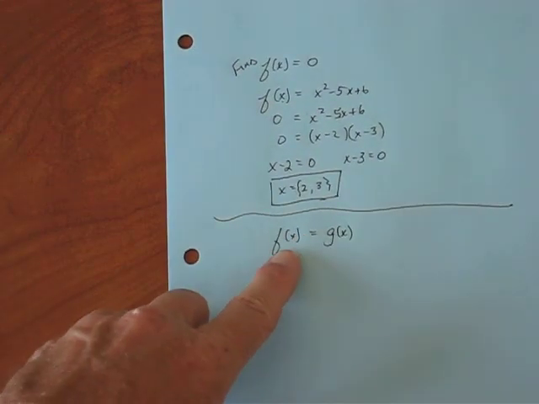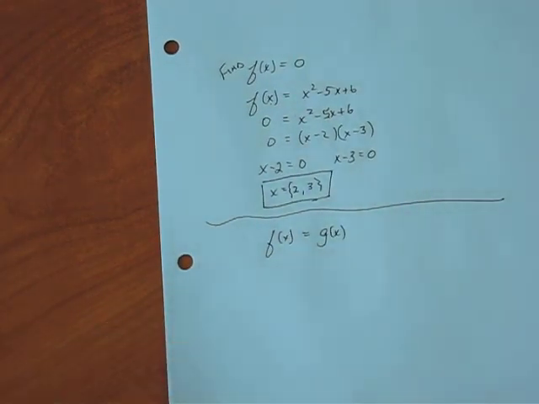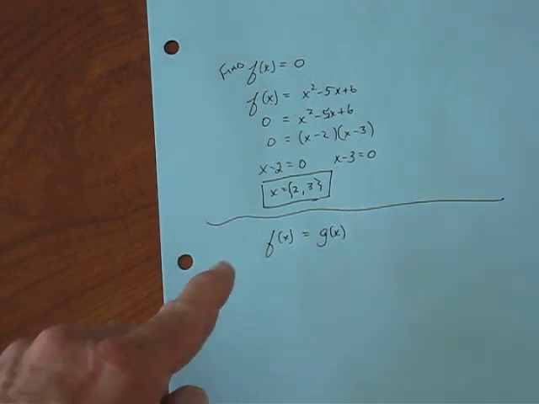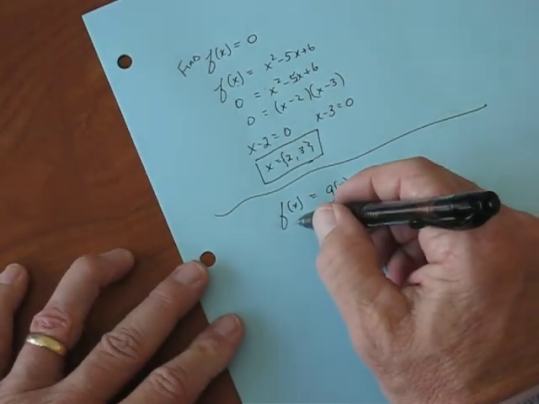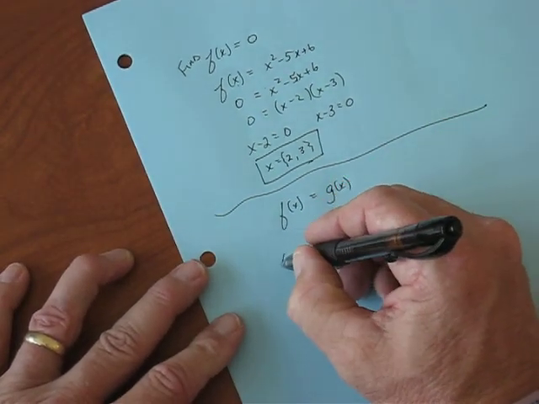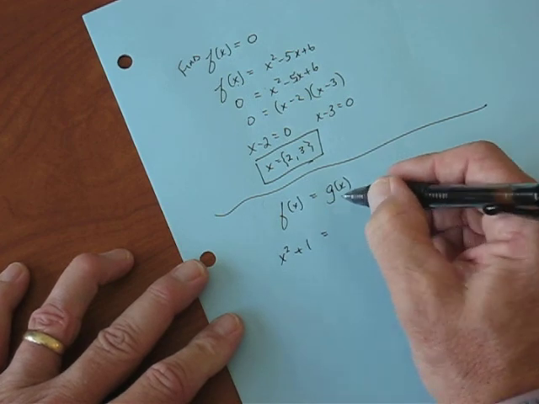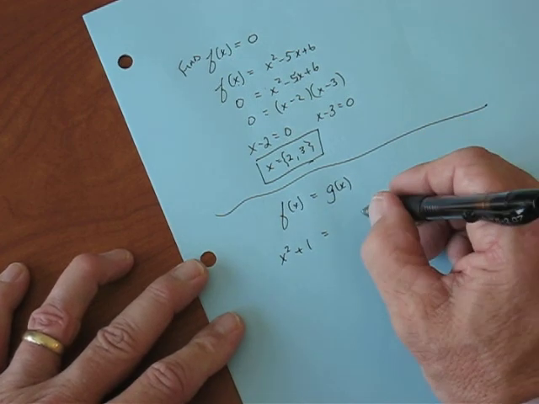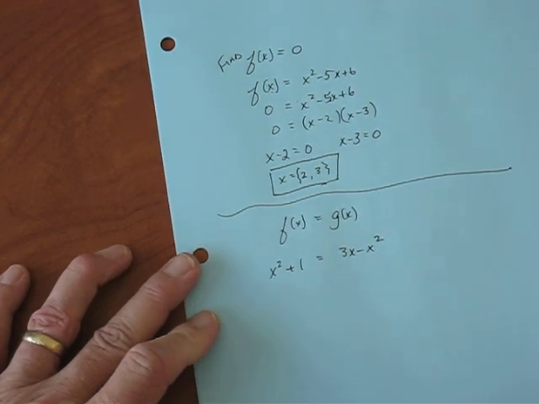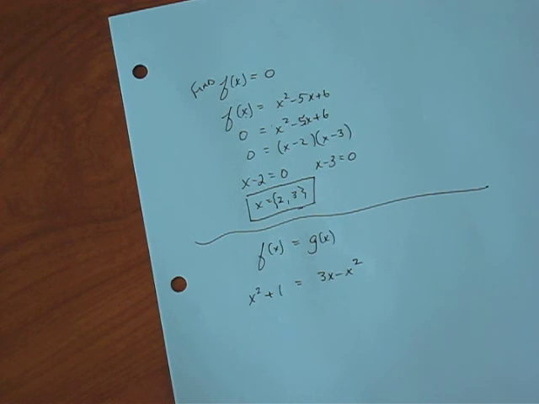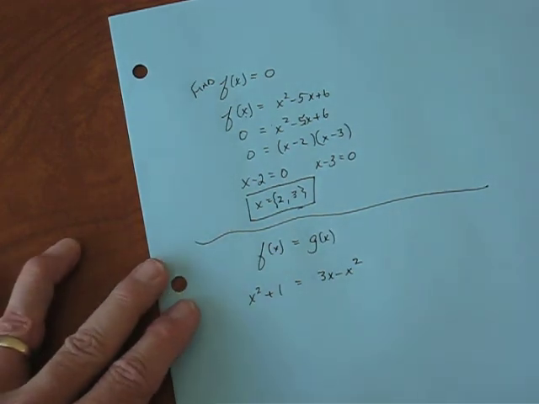and you wanted to know what those two functions would be equal to each other. We want to find the values for which one function is equal to another. Well, if we have the f function defined as x squared plus 1, and we have the g function defined as 3x minus x squared, then we set those two things equal to each other and solve for the x.